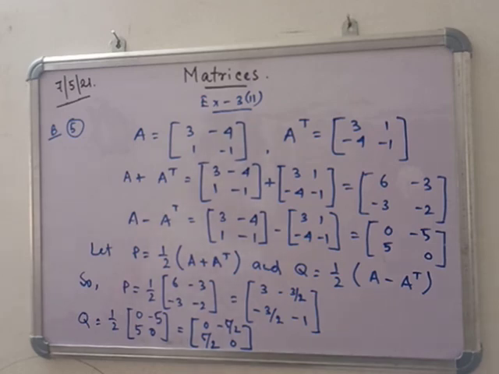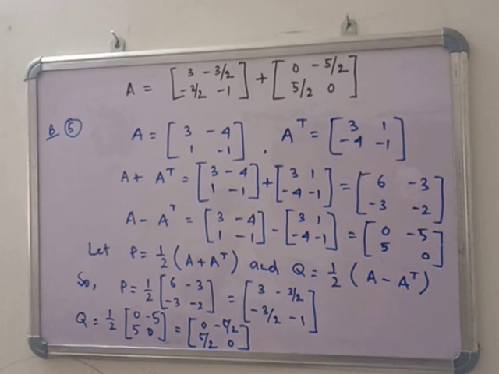Now here we can express A in the form of P plus Q. So A equals 3, minus 3 by 2, minus 3 by 2, minus 1 plus 0, minus 5 by 2, 5 by 2, 0. This is the expression which we found. So this is the sum of the symmetric and skew symmetric matrices.